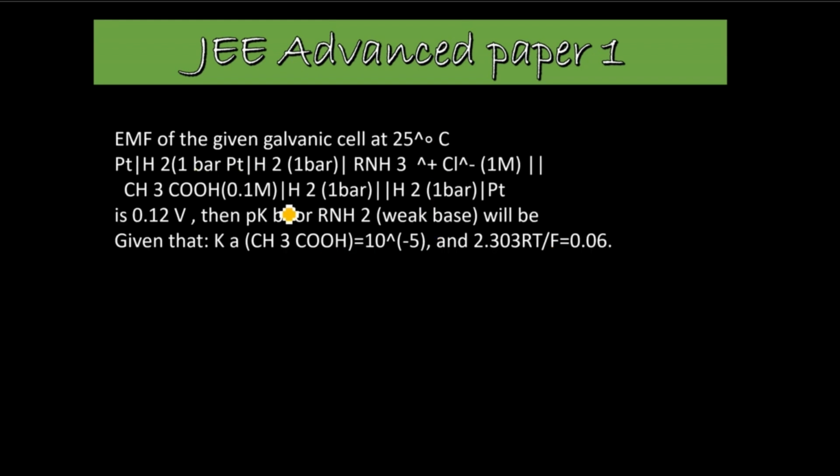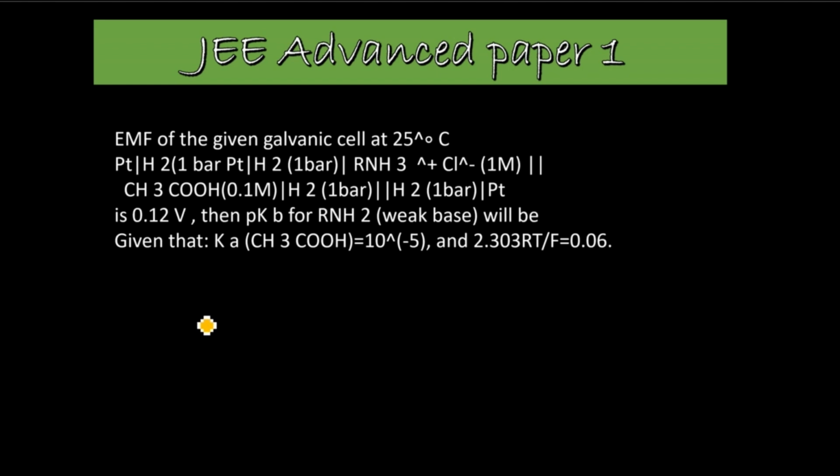Moving on to the next question. EMF of the given galvanic cell at 25 degrees Celsius. Platinum, this is the setup. Platinum I'm having with ammonium chloride. Okay. And then acetic acid. And the EMF is 0.12 volts, then the pKb of RNH2 weak base will be. So that is our question.